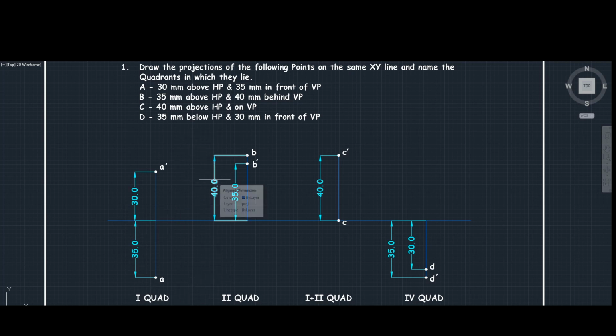Now B is in the second quadrant, so both the views are on one side, on this side of the XY line, and D is in the fourth quadrant, therefore both the views are on this side of XY line. Point C is not in any one of the quadrants, but it is lying on VP, and it is common to the first and the second quadrant. All this is very simple, though it looks a little confusing. You can go through the videos once again and you will be able to understand.